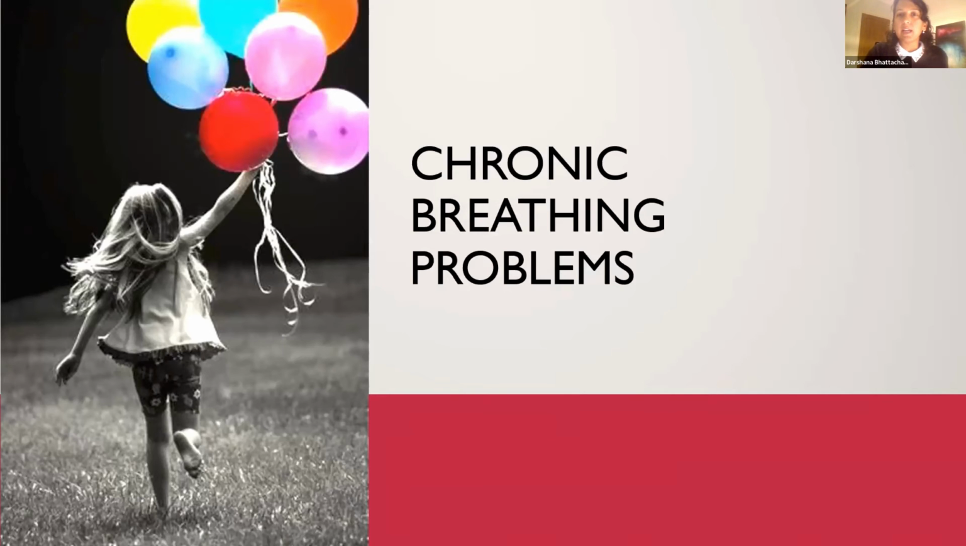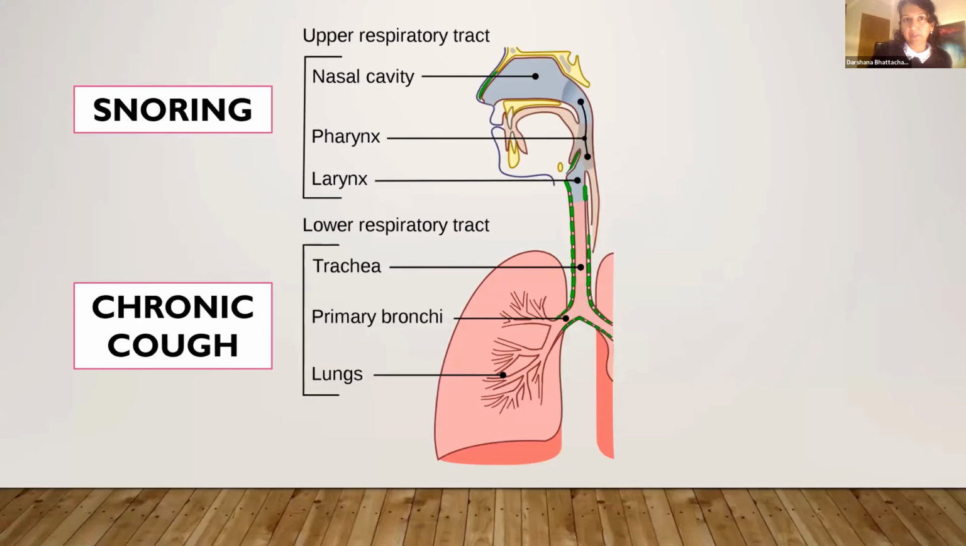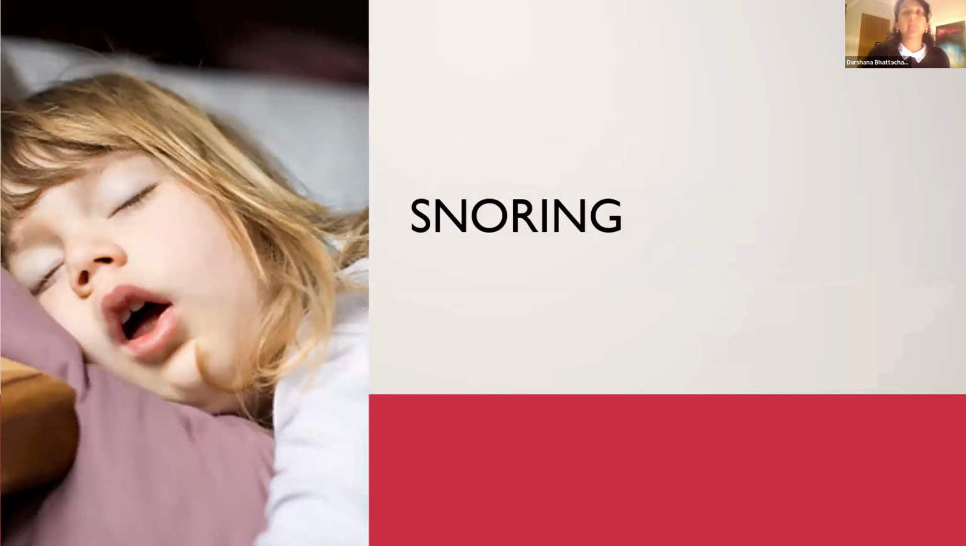Great. So thanks for bearing with me this far. We're going to now move on to chronic breathing problems and how to tackle those. So I'm going to cover broadly 2 areas. So one is snoring and causes of snoring, which is generally an upper respiratory tract issue. And then the issue of chronic cough and just reviewing pathologies coming from the lower respiratory tract. So snoring, first of all.